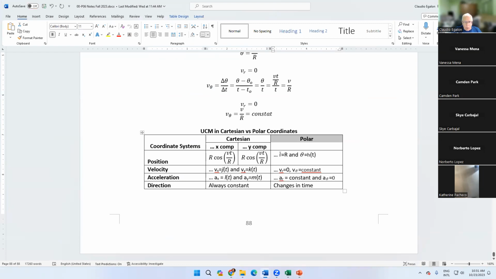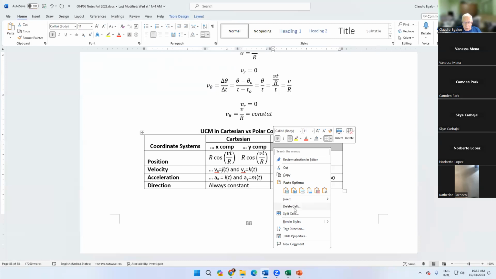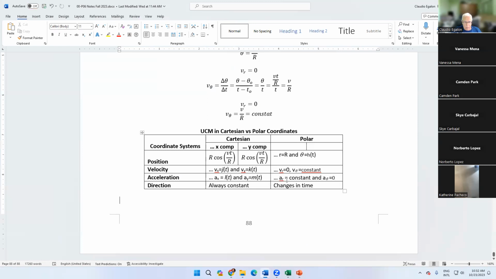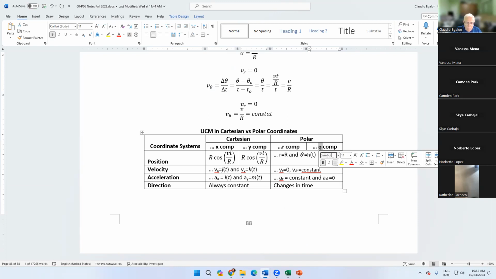Going back, here, polar. And I'm going to do the same here. Split cell. 1 row, 2 columns. So, 1, 2, 3, R component. 1, 2, 3, theta component. Theta component and symbol.